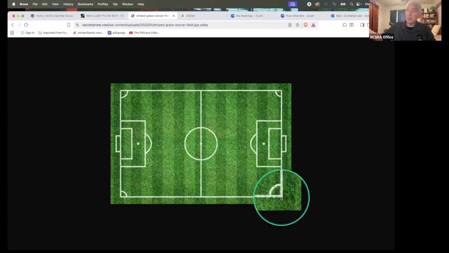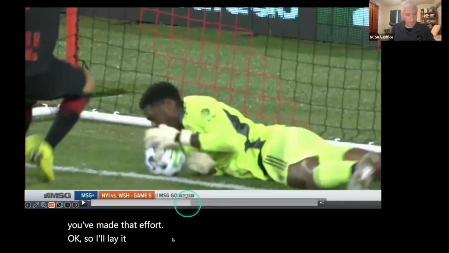But the keeper bobbled it. So we might not get to that goal line fast enough. Make the effort. If you make the effort, that's all anybody can ask, is to make sure you've made that effort. Okay, so I'll play it out.